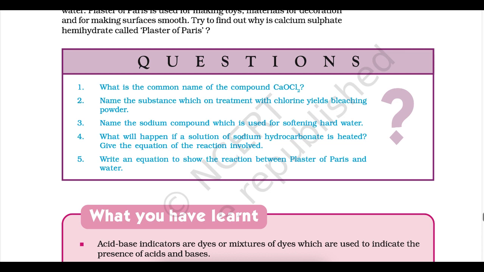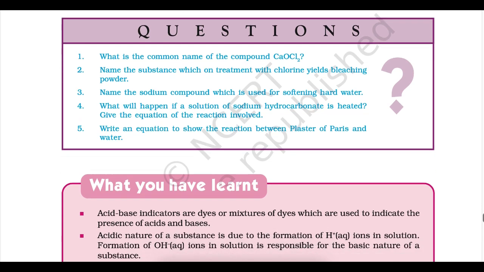Questions. What is the common name of the compound CaOCl2? Name the substance which on treatment with chlorine yields bleaching powder. Name the sodium compound which is used for softening hard water. What will happen if a solution of sodium hydrogen carbonate is heated? Give the equation of the reaction involved. Write an equation to show the reaction between plaster of Paris and water.